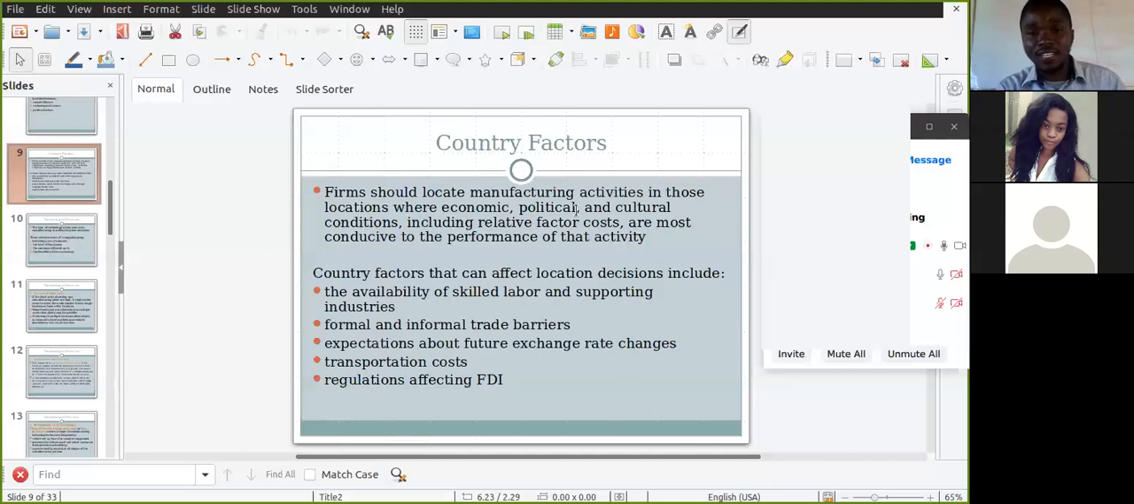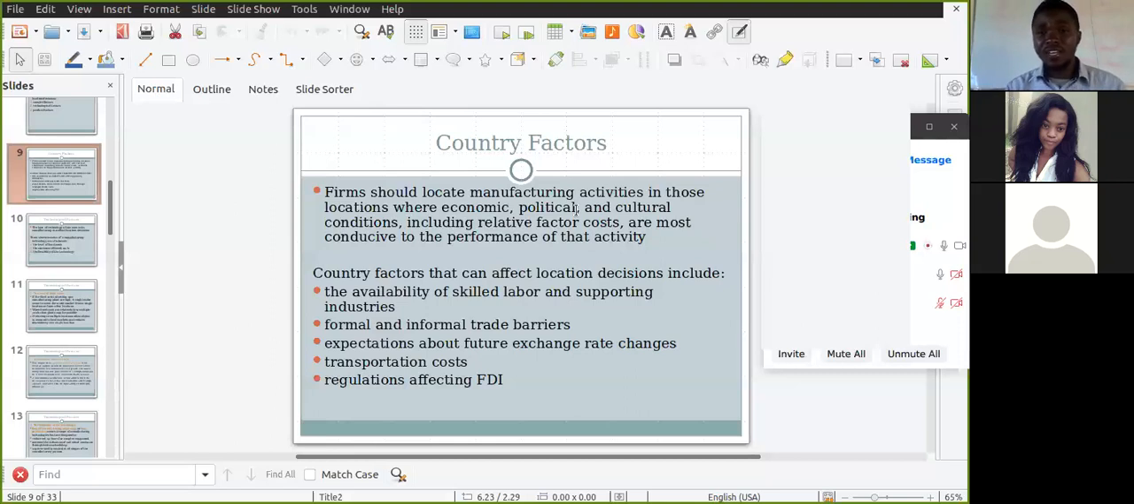Country factors that can affect location decisions include the availability of skilled labor in supporting industries. So when you go international, are you going to meet the required skill in that country that you've gone to? If yes, the required skill is there, then well and good, you can go ahead in dealing with that product.